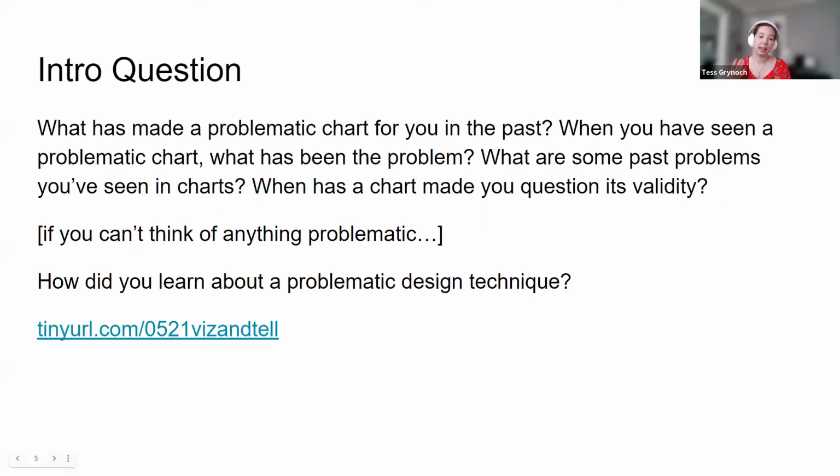To get us thinking about data visualization ethics, I invite you to spend the next minute thinking about one of the following questions. What has made a problematic chart for you in the past? When you have seen a problematic chart, what has been the problem? What are some past problems you've seen in charts? And what has a chart made you question? When has a chart made you question its validity? And if you can't think of a problematic chart, how did you learn about a problematic design technique? And if you feel comfortable, please add your response to the Google Doc. We're just going to spend about a minute or two with this reflection.